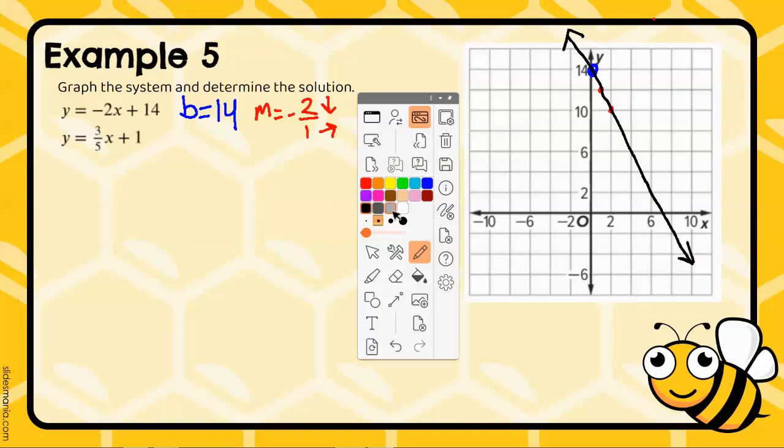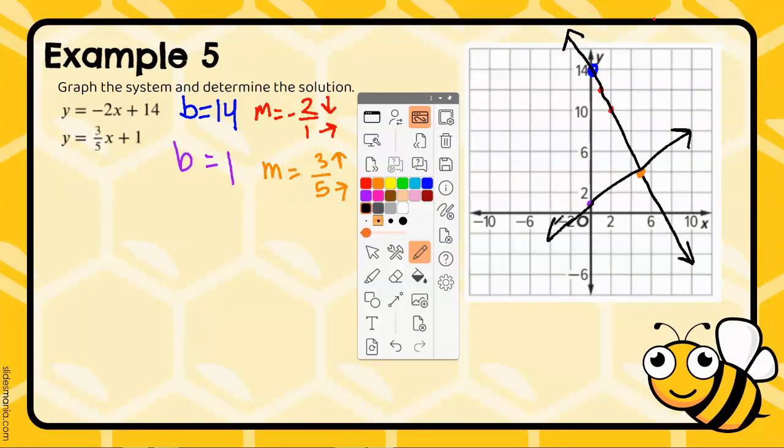Boom. So my next one, my B is 1. So I'm going to put a point right there. And my slope is 3 over 5. 5 to the right and 3 up. Again, a little tricky because this is 1, half is 1, and then 2 is 3. And then I'm going to go 2, 4, 5. And I'm going to connect my dots.